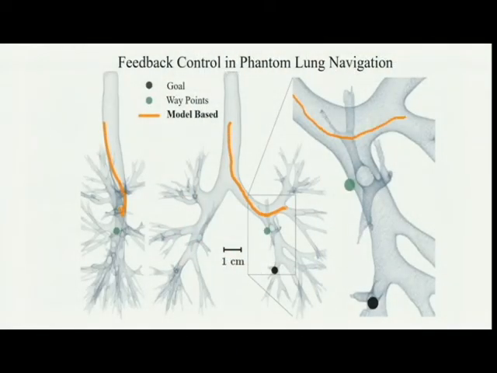So this is using just the model, and we're trying to reach this goal point. The problem you run into here is the model thinks that you need to go straight and bend to the left. So it starts bending to the left, and it shoots down the wrong airway.